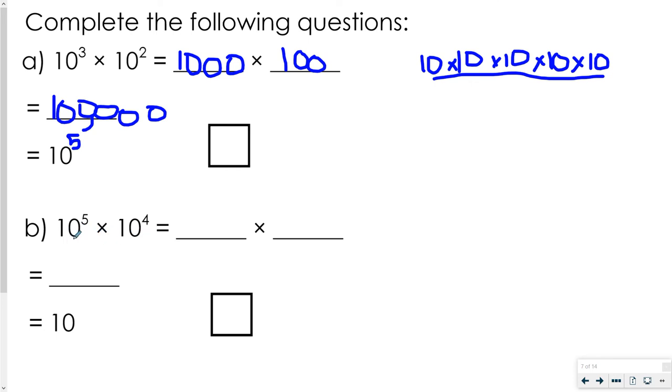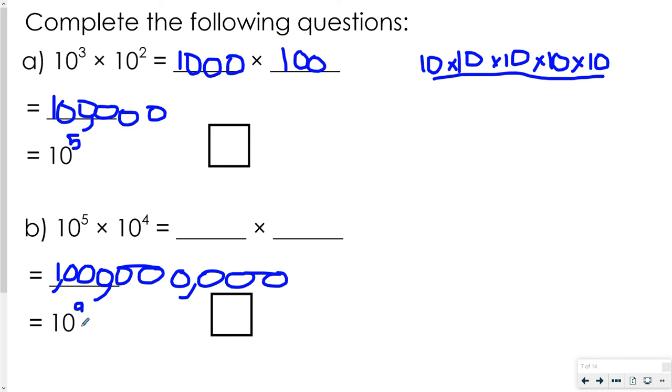Same idea down here. 10^5 × 10^4. Okay. So I have 5 tens and I have 4 tens. So altogether, I would have 1 with how many zeros? Well, 5 zeros, and then another 4. 1, 2, 3, 4. Okay. Then we put in our commas, so in groups of 3, remember, please. 1, 2, 3. So what do we got? We've got 1 billion. How do I write that in simplified form? Well, 5 tens and 4 tens gives me 9 tens.